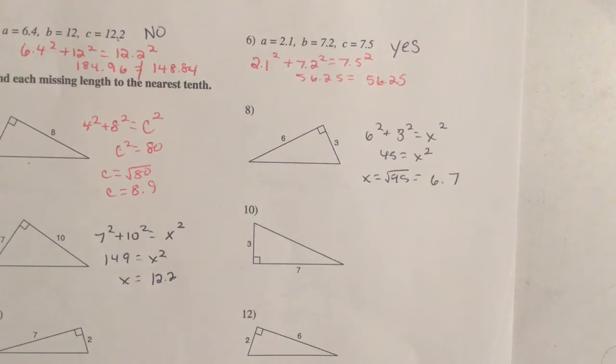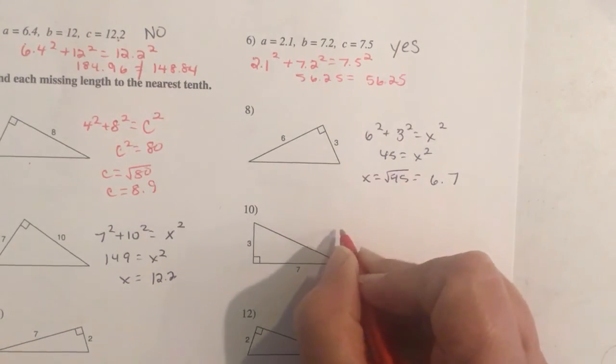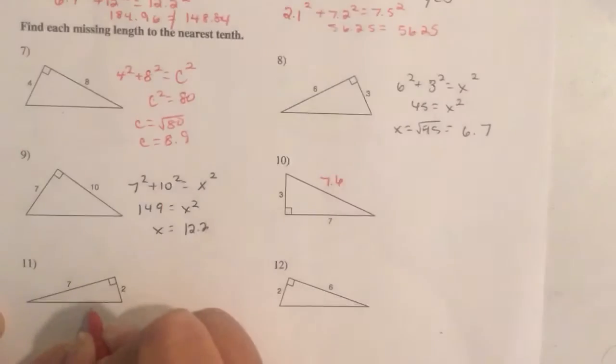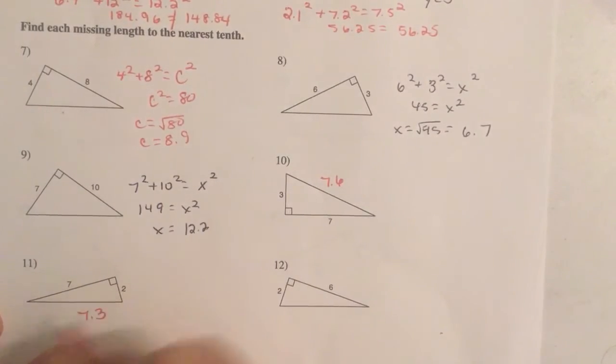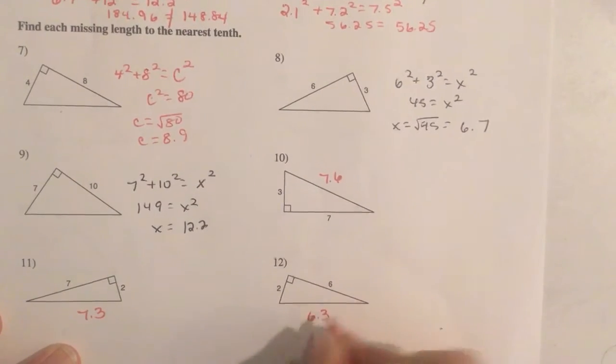Question number 10, again, doing it the same way, you will get an answer of 7.6. For number 11, you will get 7.3. And for number 12, you will get 6.3.